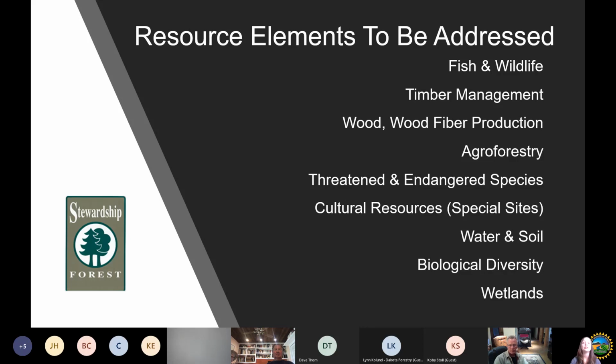They can include sites that are special to the landowner and the landowner's objectives. Some great examples are landowners who've had special events at their property, such as weddings, that they want to make sure they keep that area in the condition it's always been, because they really want to promote that. Water and soil and biological diversity.